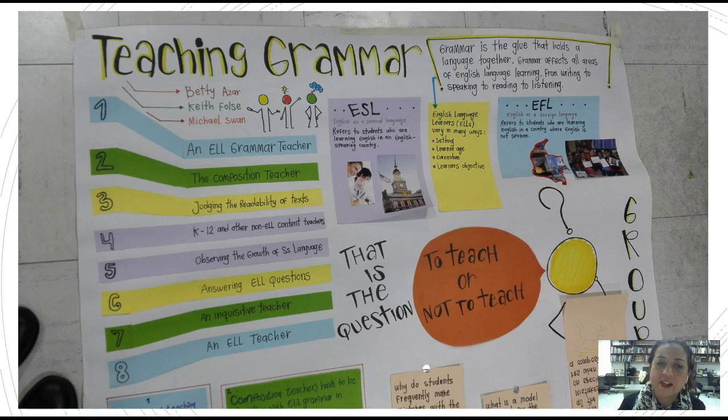So we are going to walk through 8 scenarios, as Wilson pointed out very clearly. There are 8 scenarios in which grammar teaching gains importance. The first scenario is an ELL grammar teacher. The second scenario is the composition teacher. The third scenario is judging the readability of texts. The fourth scenario is K-12 and other non-ELL content teachers. The fifth scenario is observing the growth of students' language. Sixth scenario, answering ELL questions. Seventh scenario, an inquisitive teacher. And eighth scenario, the ELL teacher.